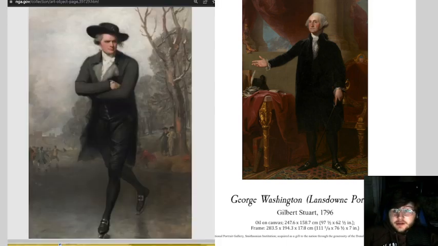Really quick for reference, this is The Skater, so you can see he is wearing his ice skates, but still posed with his arms crossed, so that's what that's referencing.